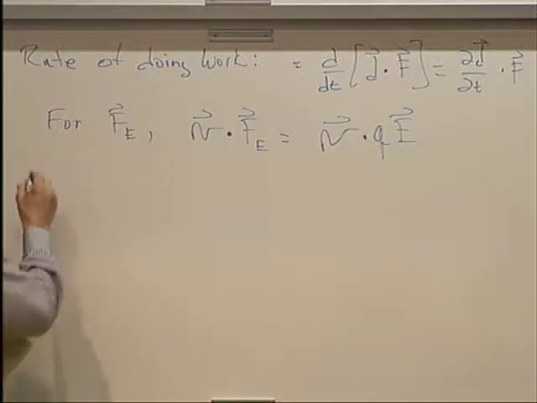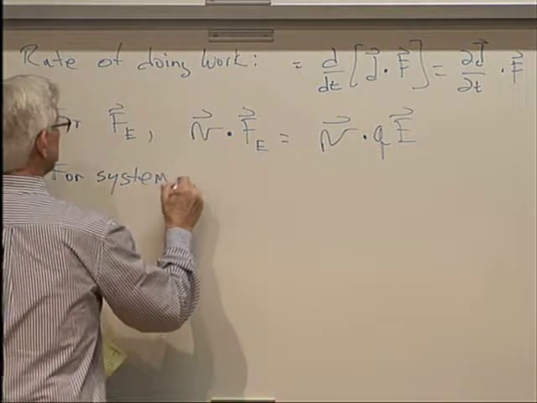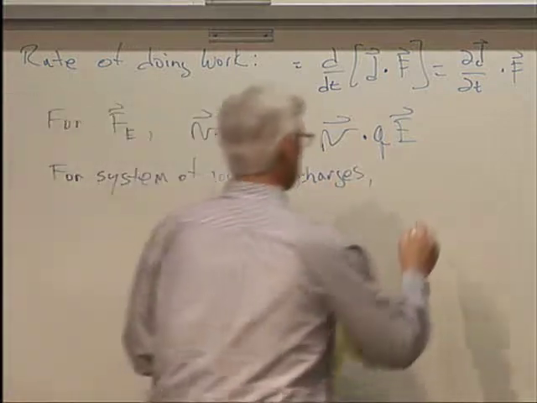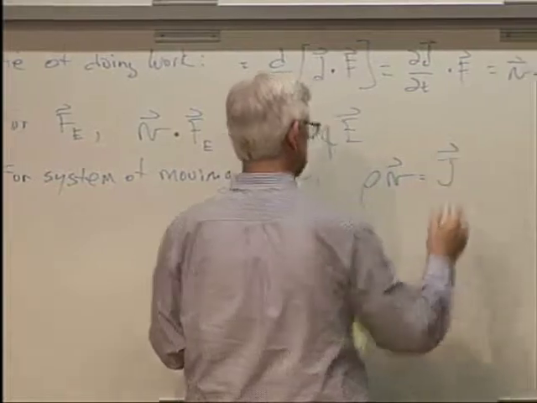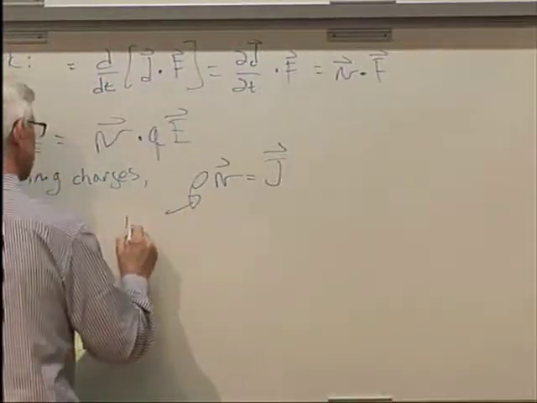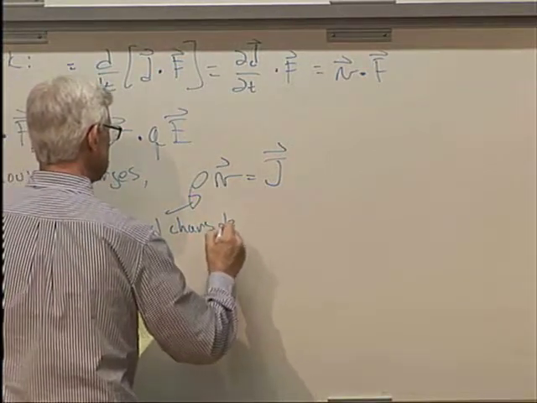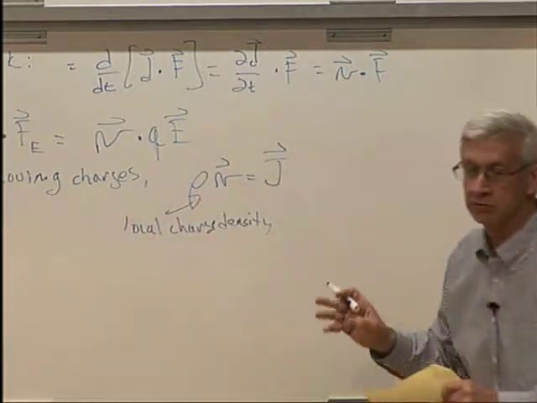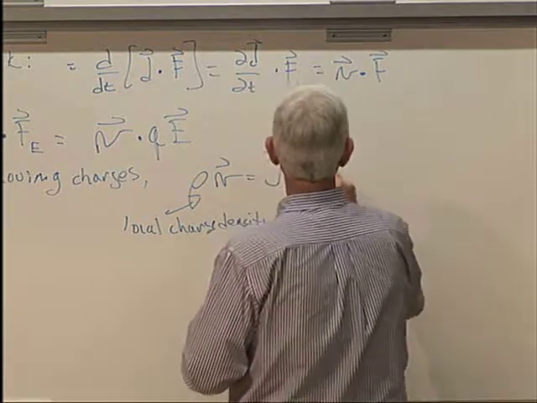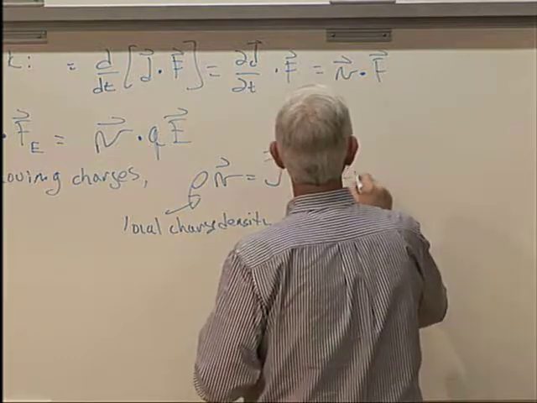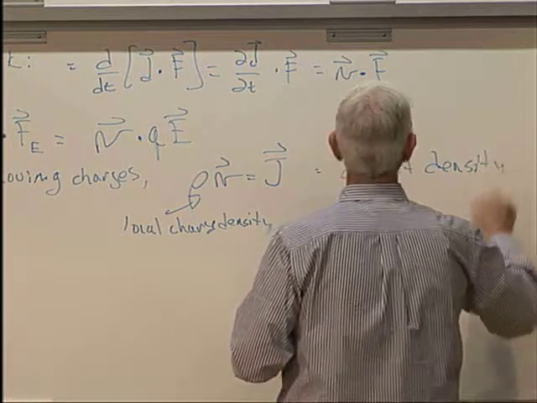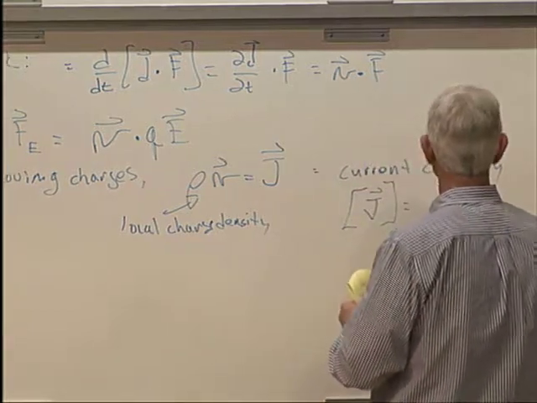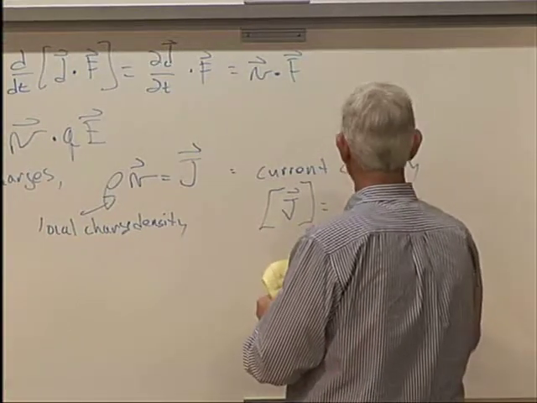Okay, for a system of moving charges, then we have rho V is equal to J, where rho is the local charge density and V is its velocity. Both can be functions of position. And J is, not the Jones vector here, J is the current density. The units of J are charge in coulombs over area times time.